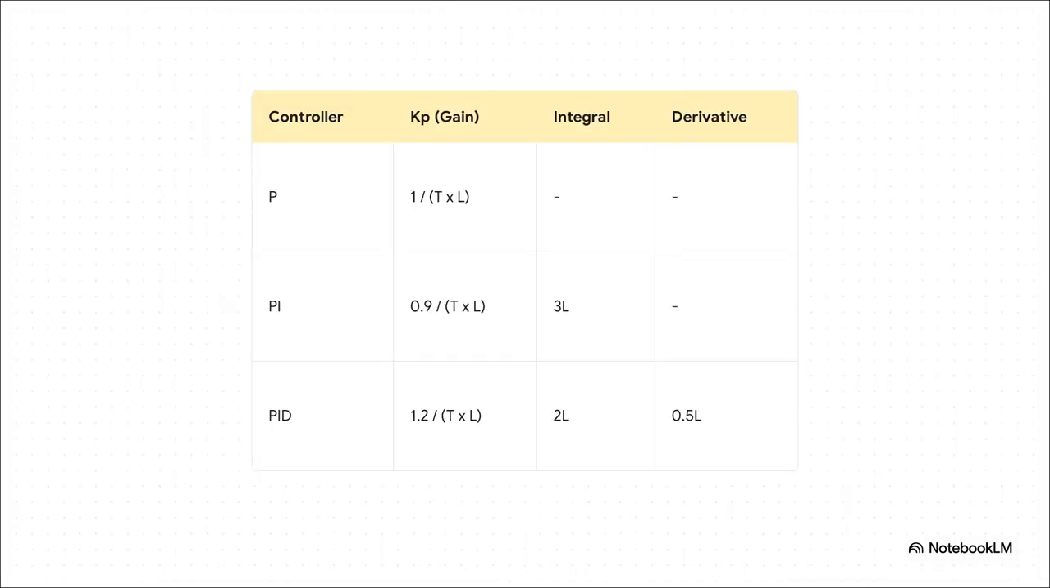But manual tuning definitely isn't the only way. For a more rigorous mathematical approach, you can use those famous Ziegler-Nichols formulas we mentioned right at the start. By using these formulas, you literally take the dead time, which is just the delay before your system actually reacts, along with the maximum reaction rate of your process, and you can calculate the exact numerical gains you need for your P, I, and D parameters. It takes out a lot of the guesswork.